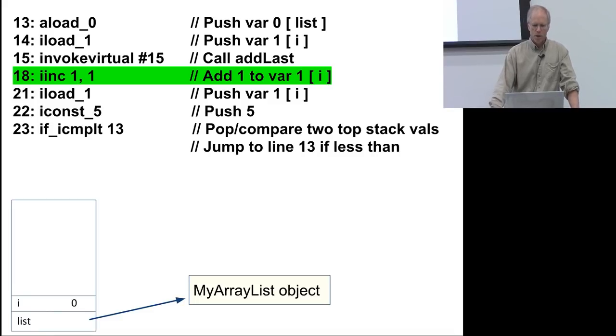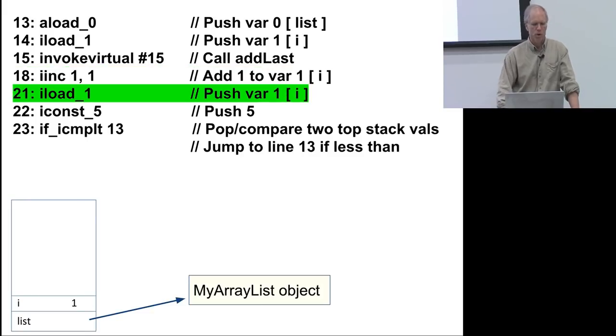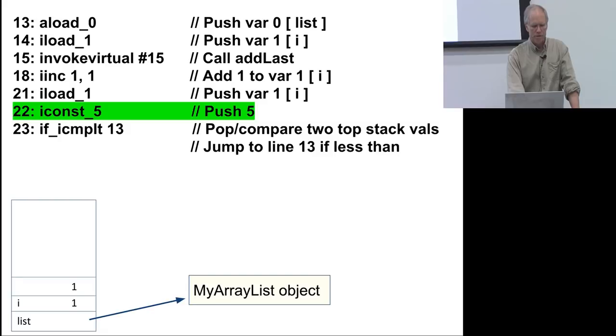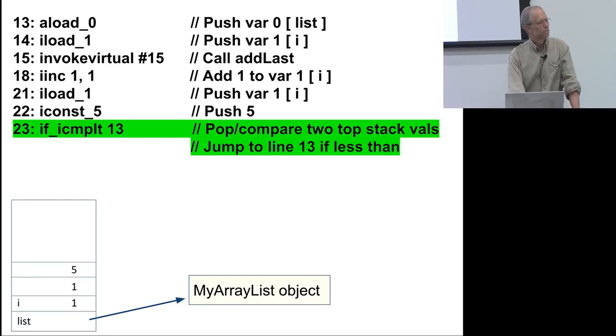Okay, so we execute this instruction. So what will change about our picture here? Yeah, it'll add 1 to I, so I will change to 1. Then we're going to push the contents of var 1, and we're going to push 5. Setting up for the comparison again. We've got to find out if 1 is less than 5.